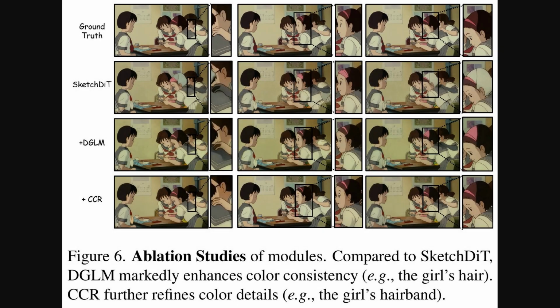To see how the different parts of the model contribute to those strong numbers, this next figure shows an ablation study. That's a process where researchers test their system piece by piece to see what each part does. The baseline model, sketch.dit, has some clear flickering. You can see the girl's hair color isn't stable. But then, adding the dynamic global local memory fixes that major inconsistency. And finally, adding the color consistency reward refines even smaller details, like getting the headband color just right. It's a great visual of how each component builds on the last.